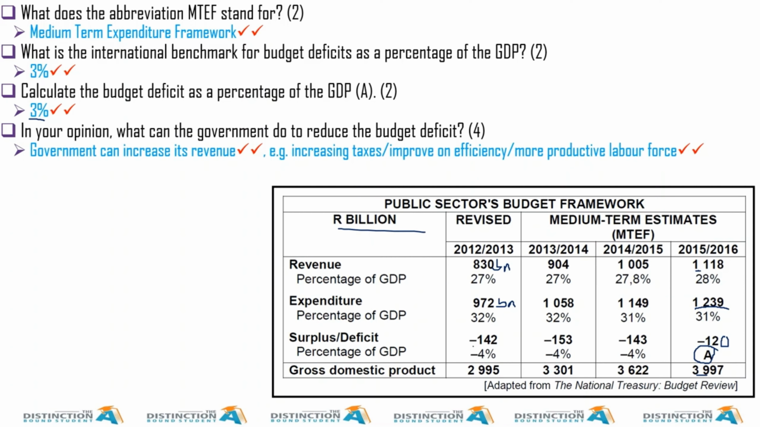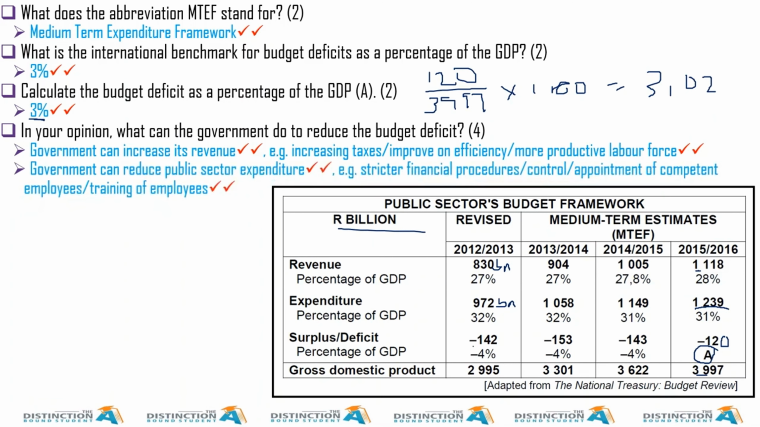Let me just write it for this. But I didn't calculate. Just try this one. If you say 120 divided by 3997 times 100, see what you get. I think you'll get 3.0 something, somewhere there. So just try to do it. You will see why it says 3% here.